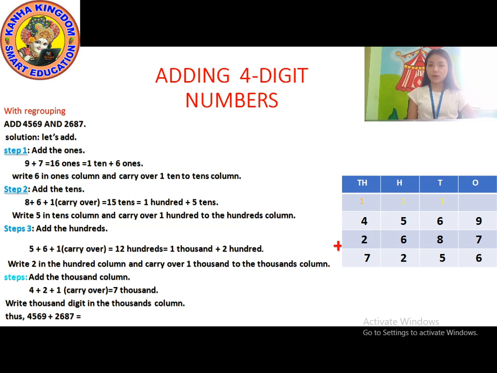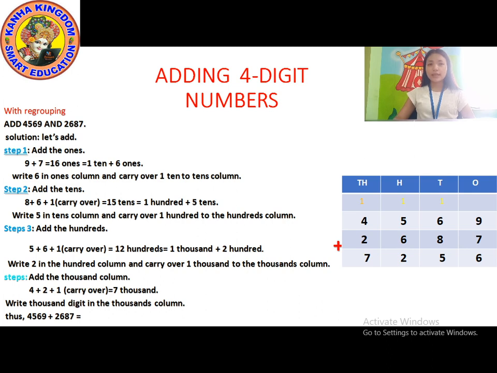Okay, step 1. The first step is add the ones. We have to add the ones. That means add the ones in the number 4569. 9 is the digit which is present in the ones place. So we will take 9 from 4569 and from 2689 we will take 9, because it is the digit which is present in the ones place, right?